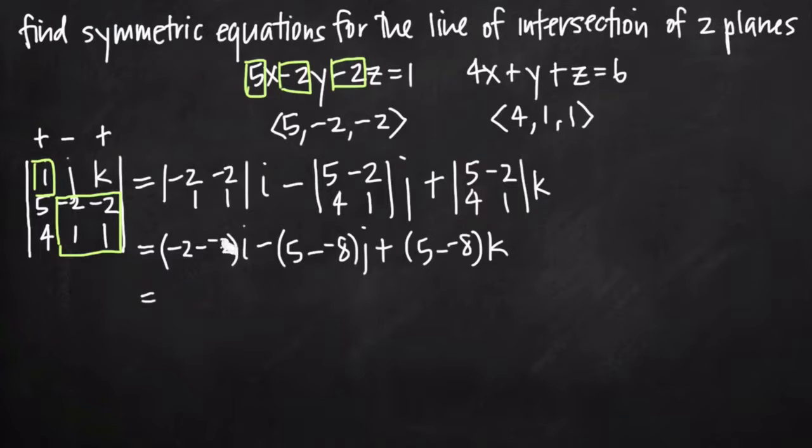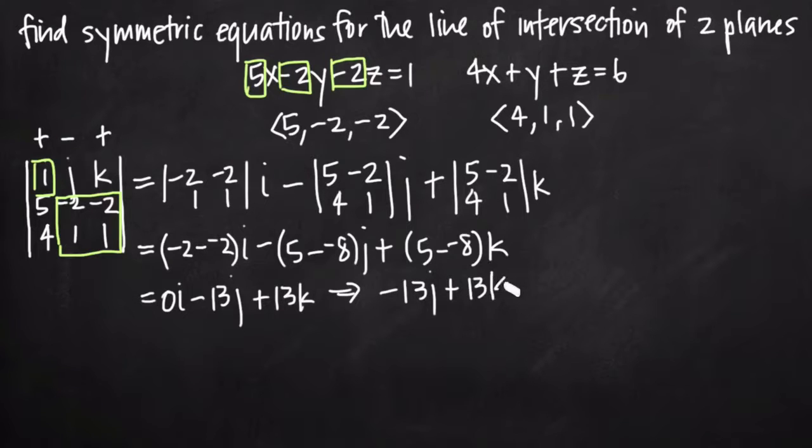-2 minus a -2 is going to be 0, so we get 0I. 5 minus a -8 is 5 plus 8, or 13. Apply this negative sign here, and we get a -13J. Then 5 minus a -8 is 5 plus 8, which is positive 13, so plus 13K. This is going to simplify to just -13J plus 13K, but we can also write this as just the direction numbers of the vector, the coefficients on I, J, and K, which are going to be 0, -13, 13.